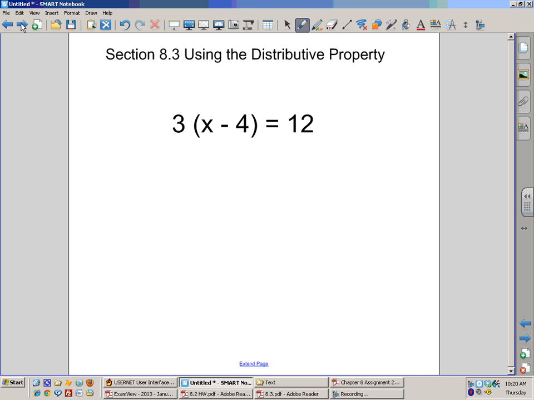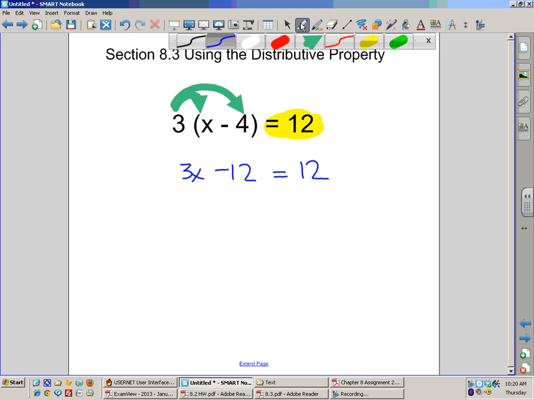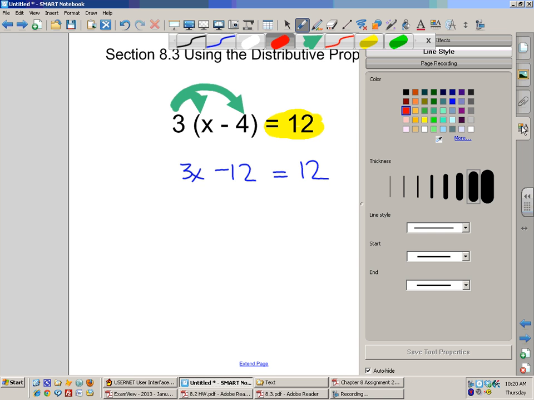Now, how that would look in an equation, not a whole lot different really, just that we have this equals 12 on the other side of it. So we can solve those pretty easily. We're going to have 3 times x, and we're going to have 3 times negative 4. So 3 by x is 3x, 3 by negative 4 is negative 12, and we'll just drop that down, equals positive 12.